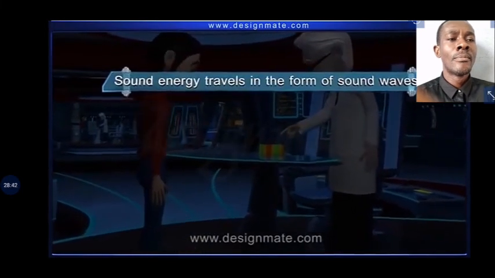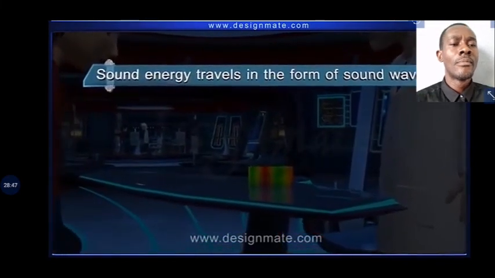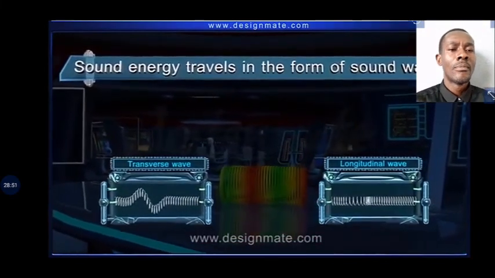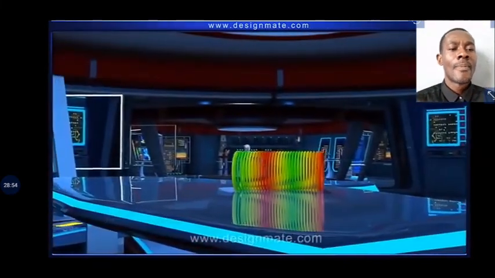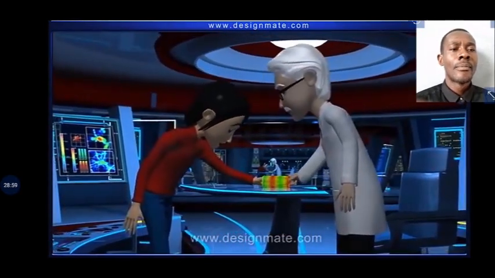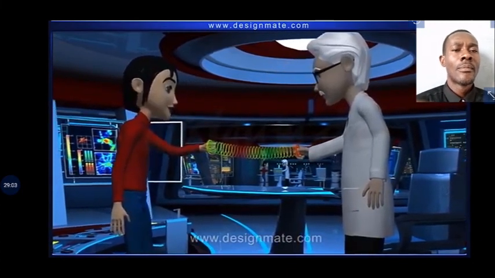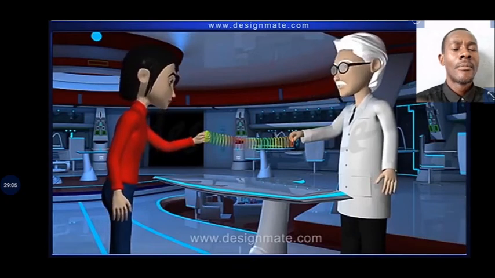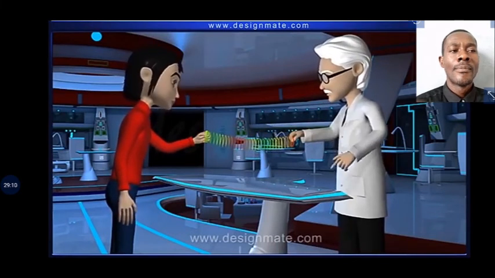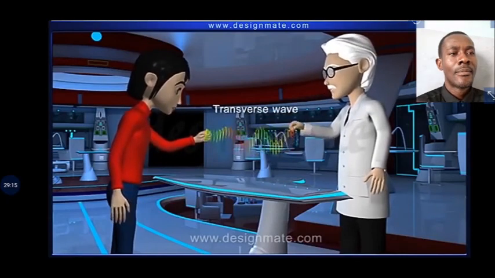Sound energy travels in the form of sound waves. There are mainly two types of waves, transverse wave and longitudinal wave. Let us see how waves travel. We can use a slinky spring to observe both types of waves. Emily is holding one side of the slinky, while Dr. Zook is holding the other end. With a quick upward flick of the wrist, Dr. Zook has sent energy traveling through the slinky. Notice how the slinky moves? This is a transverse wave.